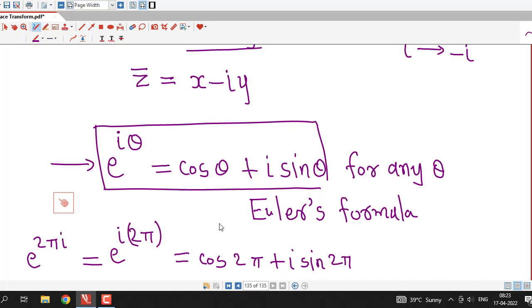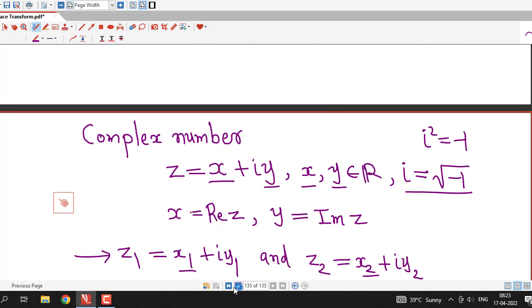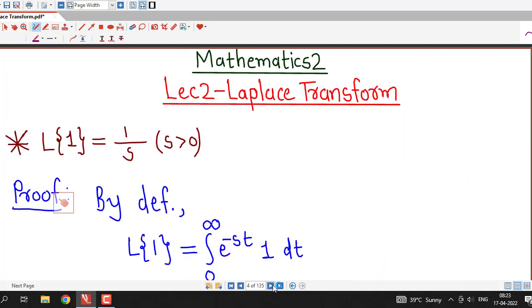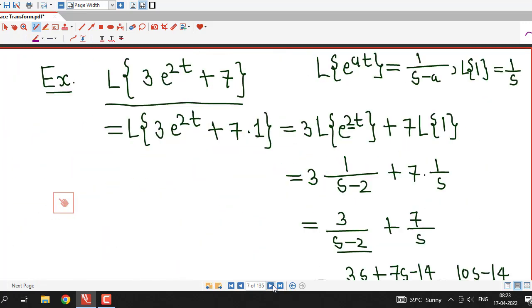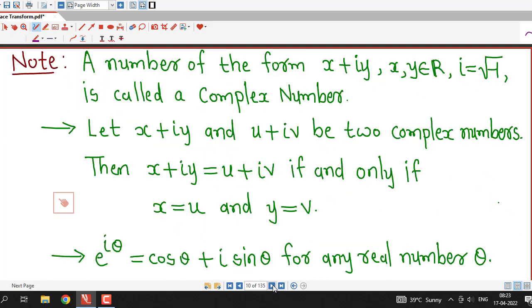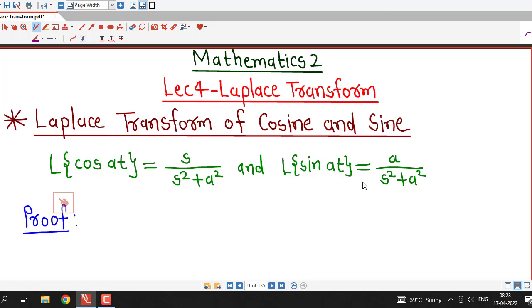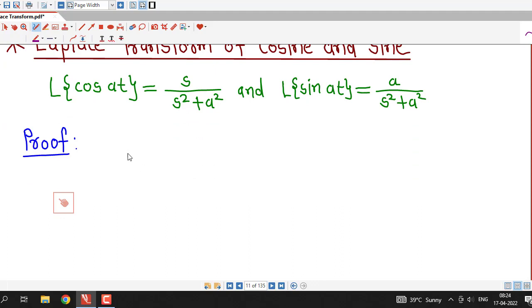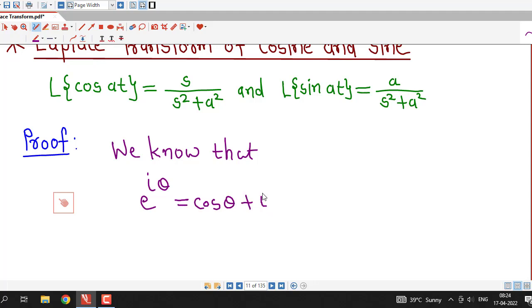So with this in mind, we can try to prove that Laplace transform of cos at is s divided by s square plus a square, and Laplace transform of sin at is a divided by s square plus a square. So we will start our proof with this identity, Euler's formula. We know that e raised to i theta is given by cos theta plus i sin theta.